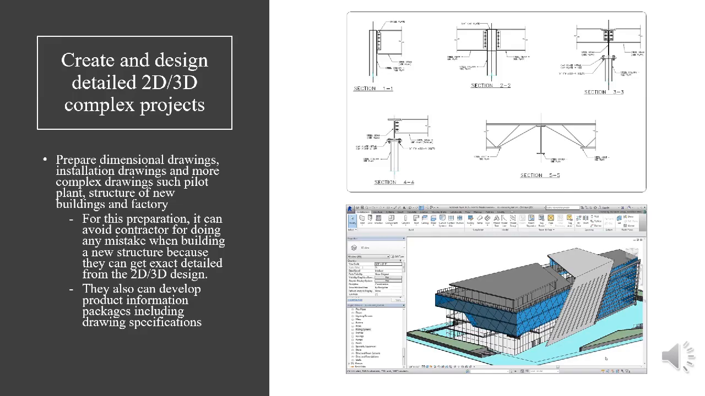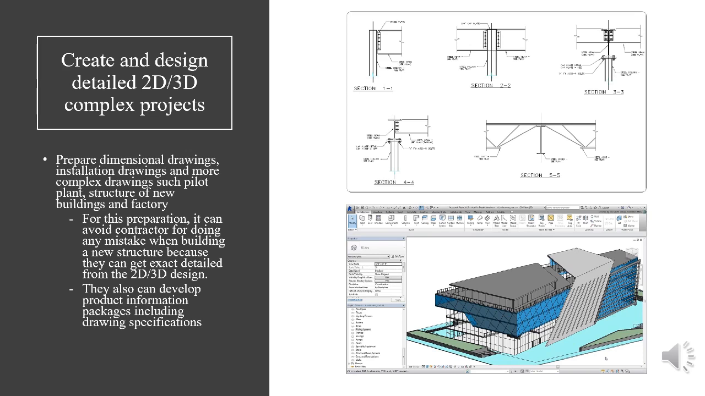For the first responsibility of 3D computer-aided design, create and design detailed 2D or 3D complex projects. For this responsibility, you need to prepare dimensional drawings, installation drawings, and more complex drawings such as pilot plans and structures of new buildings and factories. With this preparation, it can help avoid contractors making any mistakes when building a new structure, because from the design they can get exact details.